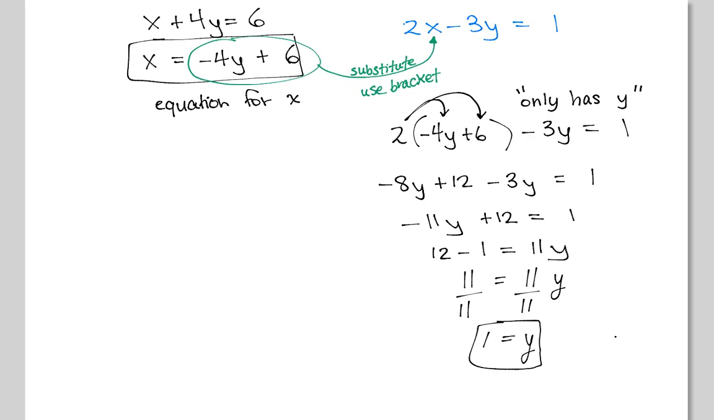So we know y is 1. Now what should I do here? Now that I know y is 1, yeah, good. You want to substitute that back here, because then we can solve for x. Because x is -4y, which we know is 1, plus 6.